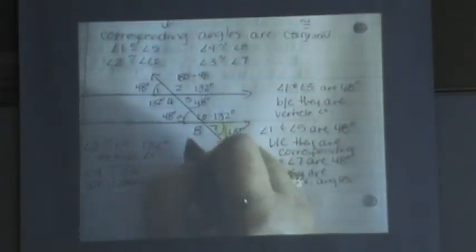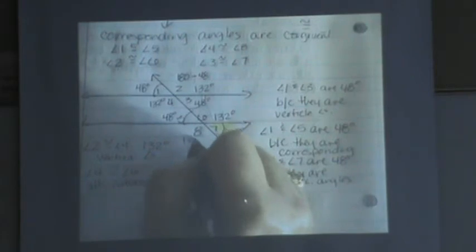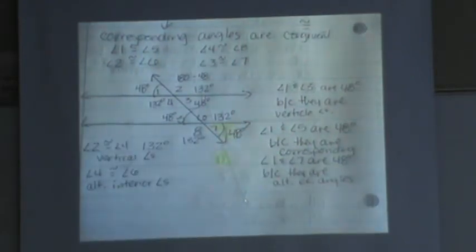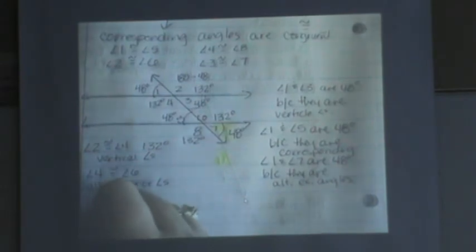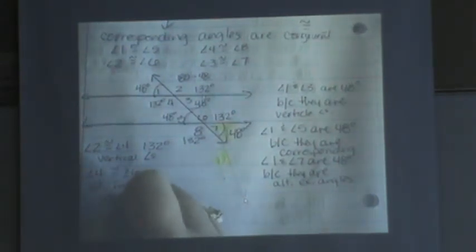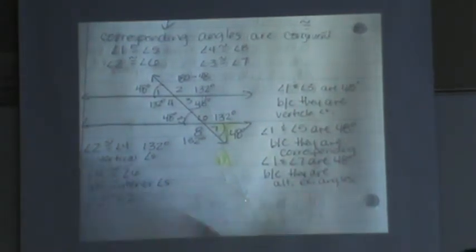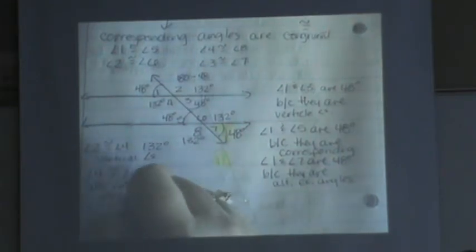Okay, now what about 8? So 8 would be 132? Why? Because it's congruent. Congruent to what angle? Number 2. It is congruent to 2. How can we say that angle 1 and angle 2 and angle 8 are congruent? What's their relationship?